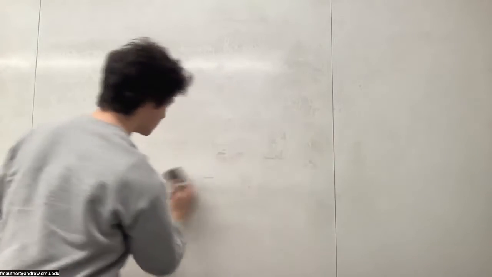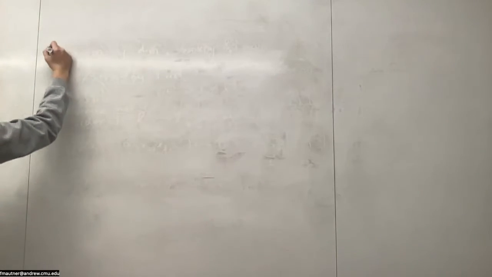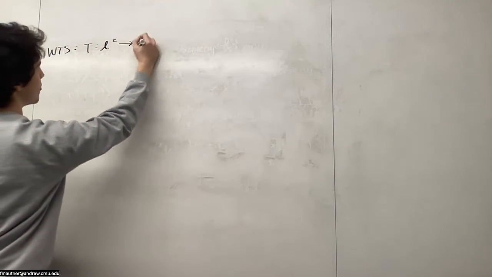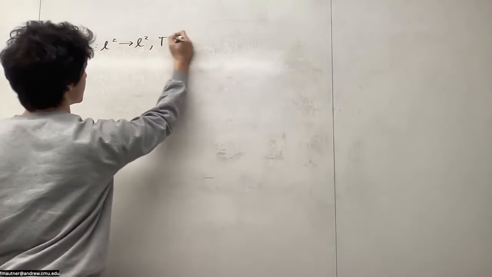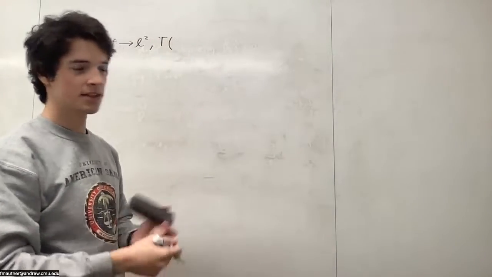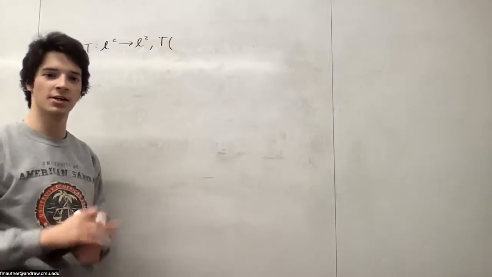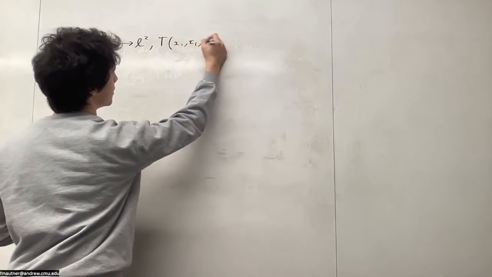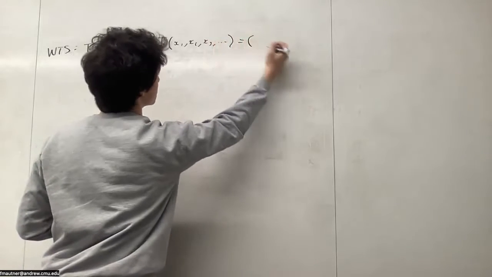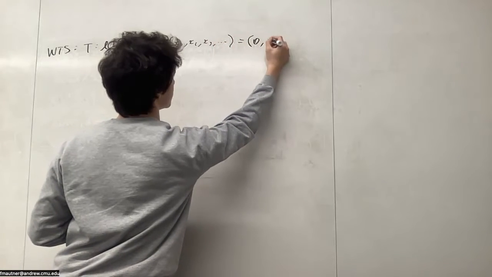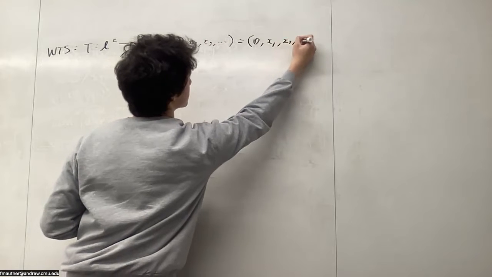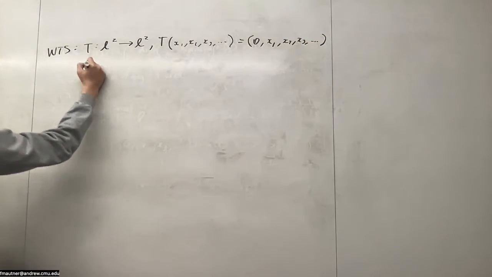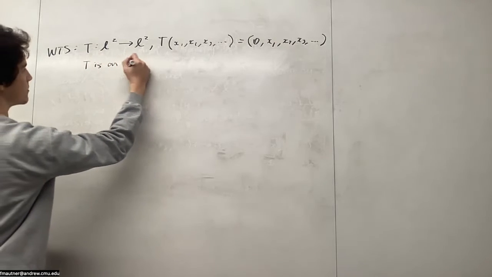So let's just once again restate what we want to show here. Again, let's rewrite T so we have everything on the board. I'll write it in a different way, just to save space and put it into one line, but it's the exact same thing. So T of some x1, x2, x3, and so on is just shifting everything to the right and adding a 0 in the first term. So that's 0, x1, x2, x3, and so on. And what we want to show is that T is an isometry.